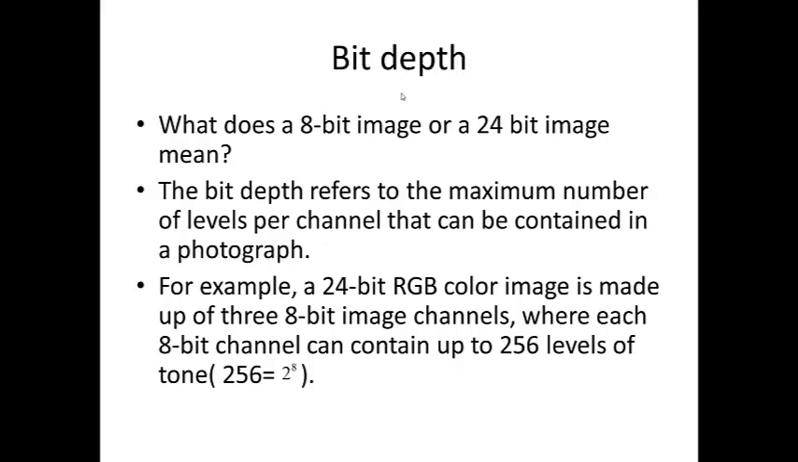For example, we have 24-bit RGB color images. It is made up of three 8-bit image channels, and each channel is 8-bit and contains up to 256 levels of tone. In fact, there is a mathematical relationship between levels and bit depth. For example, if the image level is 256, then 256 is equal to 2 raised to 8. Then the image is 8-bit.